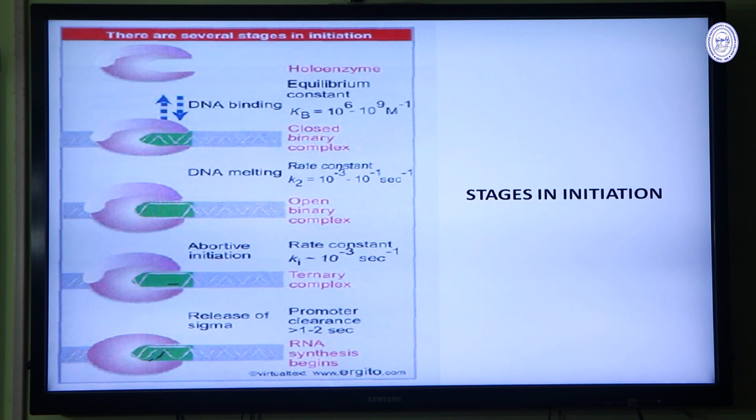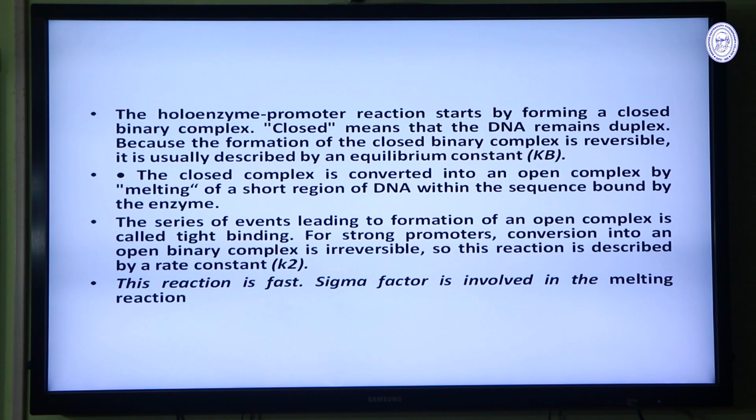Now, when the first phosphodiester bond formation takes place, abortive initiation takes place, then the RNA chain has just been initiated. So, three components are there, the opened DNA, the RNA polymerase and the newly synthesized RNA chain. We call it the ternary complex, and ultimately when promoter clearance takes place, the RNA polymerase leaves the promoter, further moves to the downstream sequences, then we call it the elongation complex.